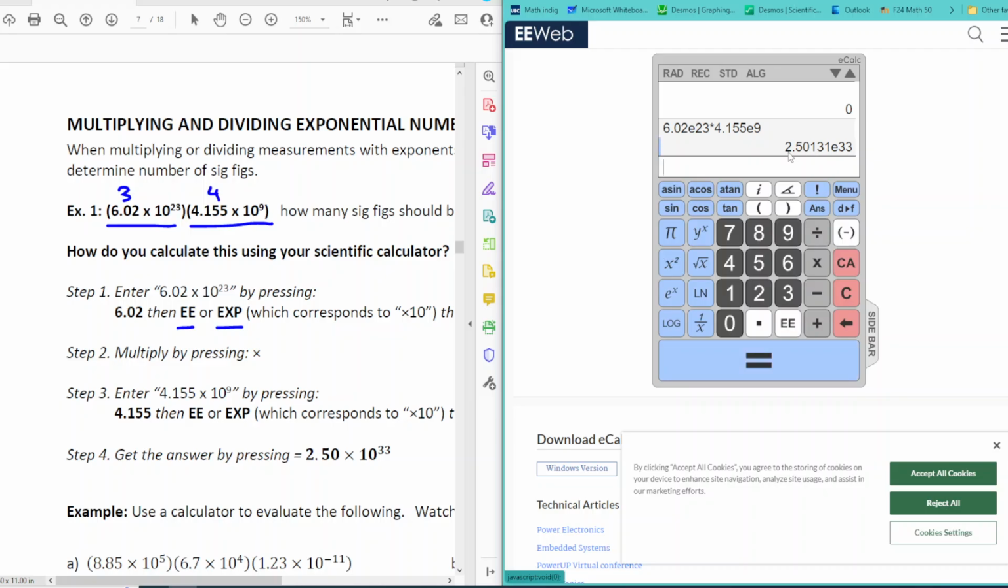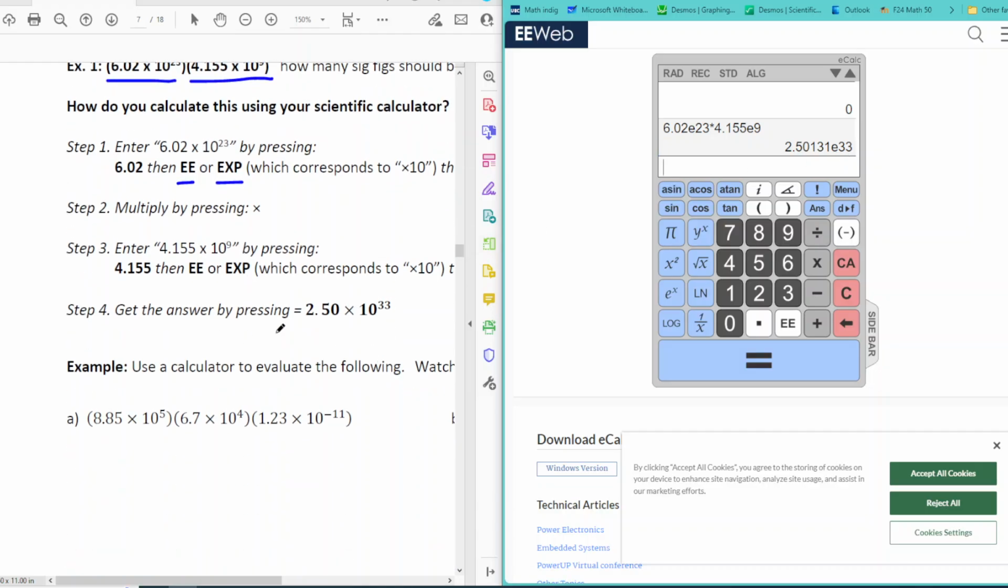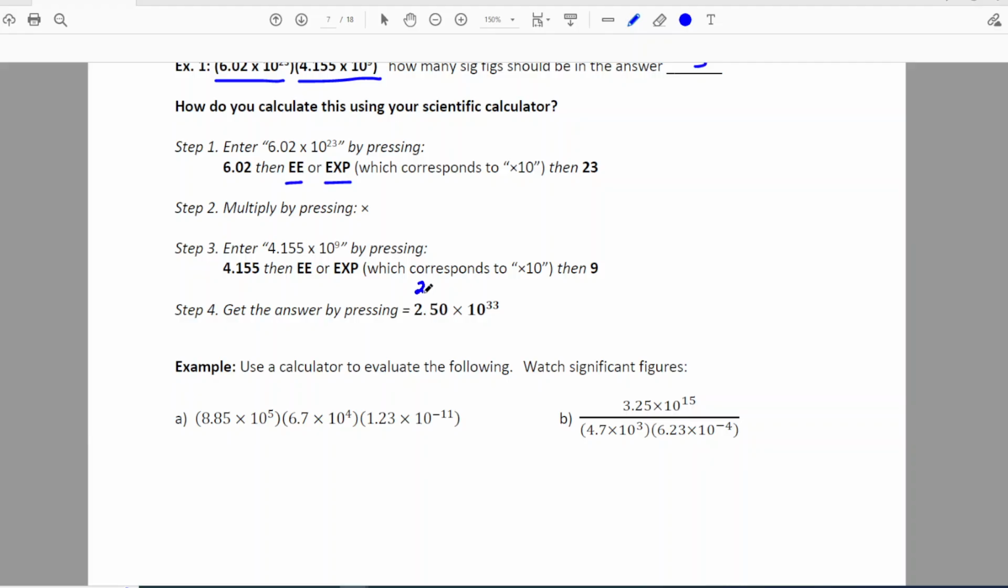And now, because this answer is so big, my calculator can't give it to me as a full standard answer, so it gives it to me in scientific notation. So this calculator reads 2.50131 times 10, because E is replacing that times 10, and some calculators will say times 10, and then it puts the 33. So I've put this into my calculator. It's going to give me, let's see if I can remember this whole thing, 2.50131 times 10 to the 33, but then I know that I have to answer to 3 sig figs, so I'm going to keep these 3 sig figs, and then that would be my final answer.